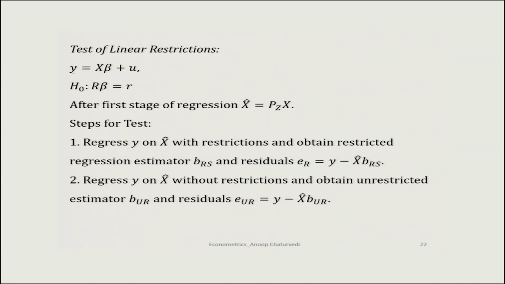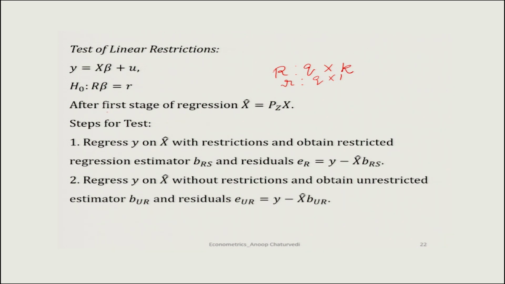Now, we consider the test of linear restrictions. We consider the model y equal to x beta plus u. Again, x and u are correlated with each other, and you have to test the hypothesis H naught: R beta equal to small r. Again, this capital R is of order q cross k and has rank q, and small r is of order q cross 1, and the alternative hypothesis is not H naught.